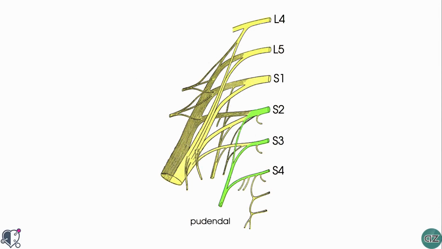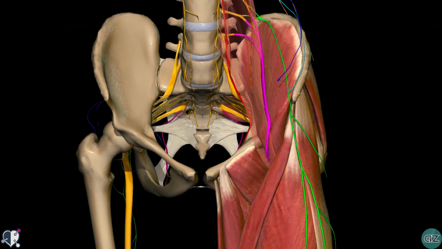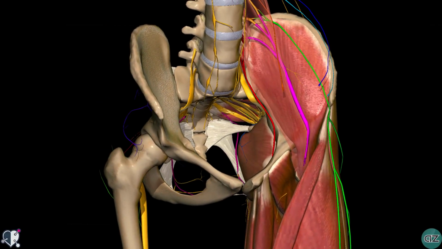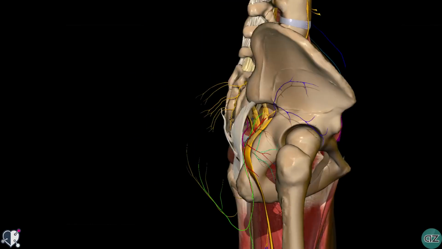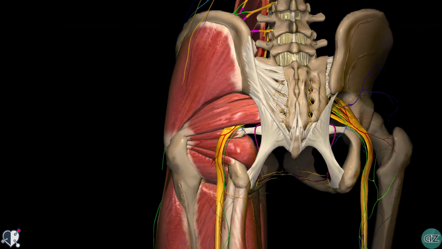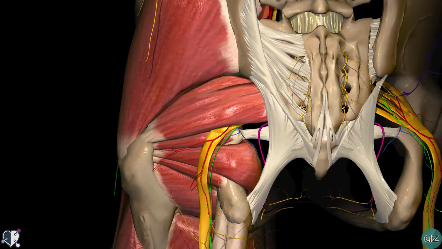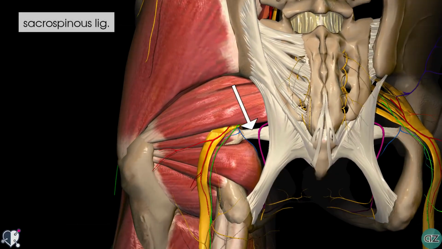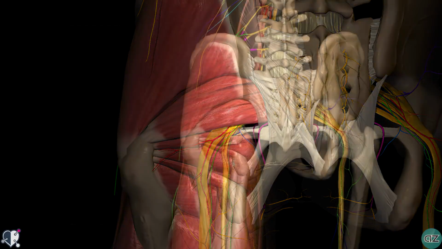The pudendal nerve originates from nerve roots S2, S3 and S4. This nerve and the nerve to the obturator internus are the 2 nerves which leave the pelvis via the greater sciatic foramen to enter the gluteal region, and then they loop around the sacrospinous ligament to enter the perineum via the lesser sciatic foramen.